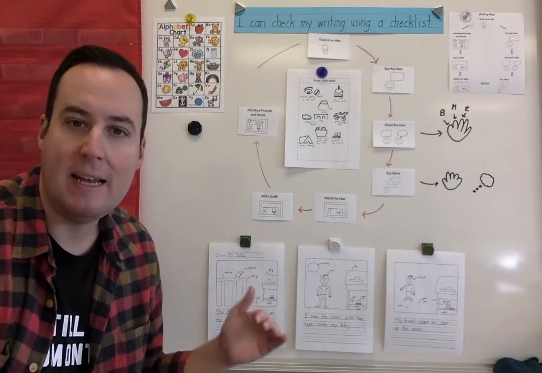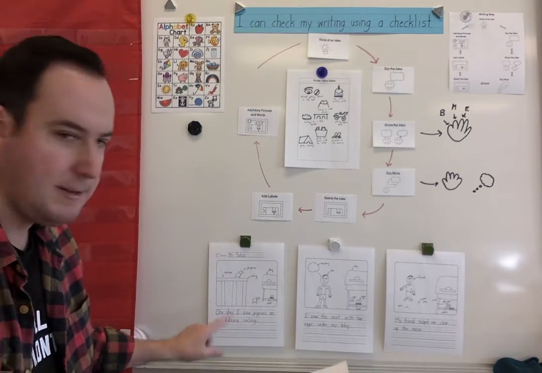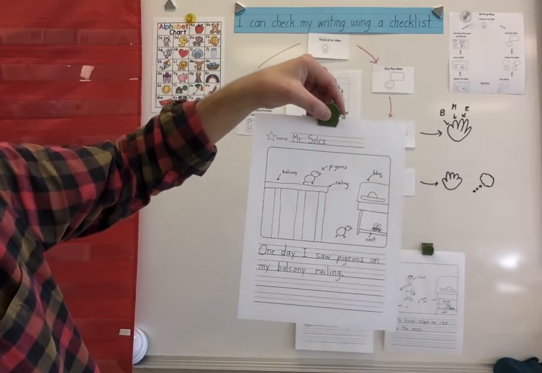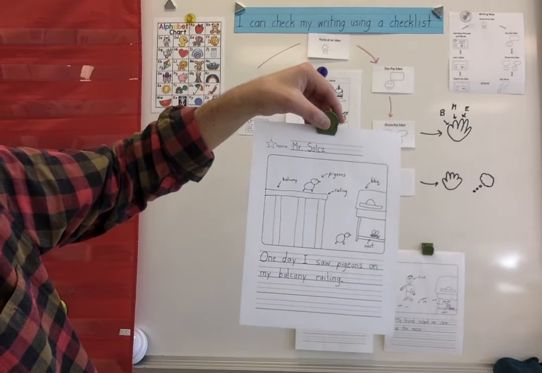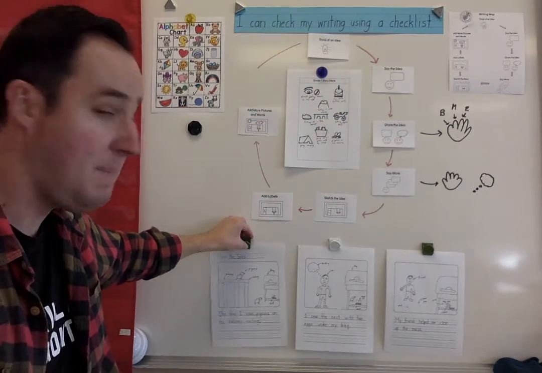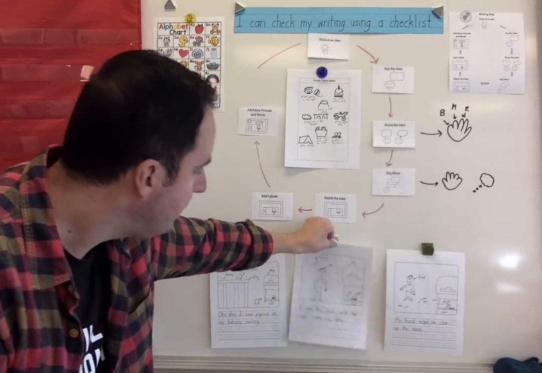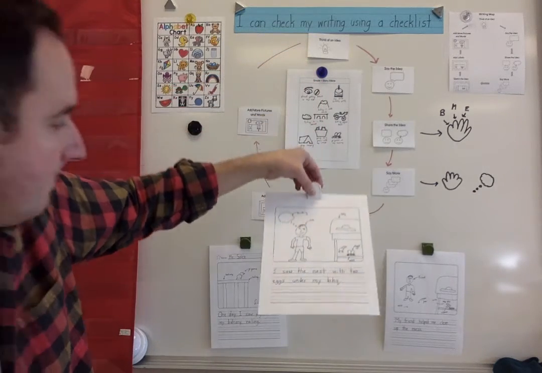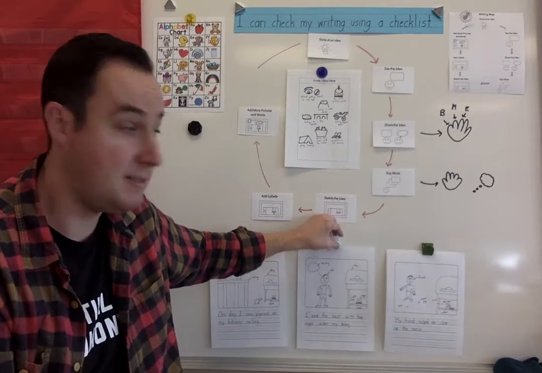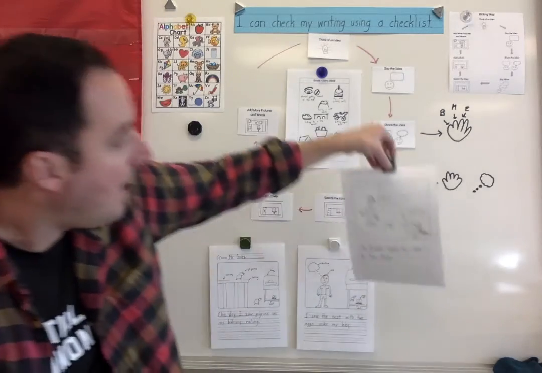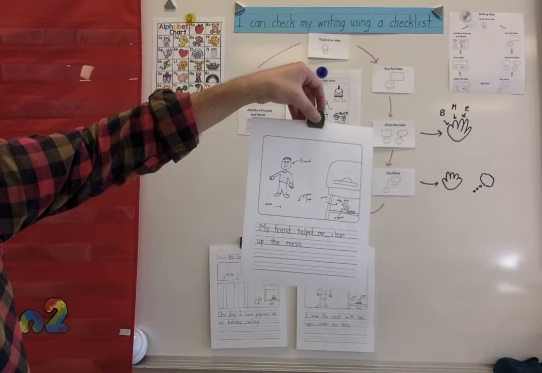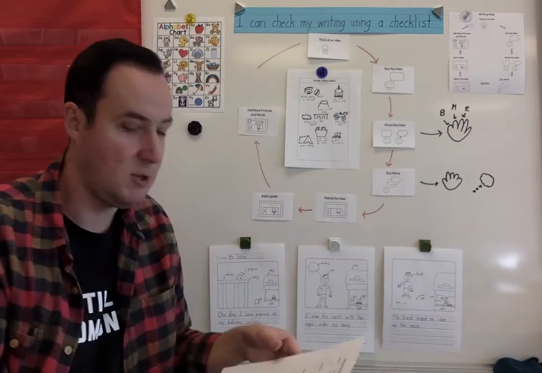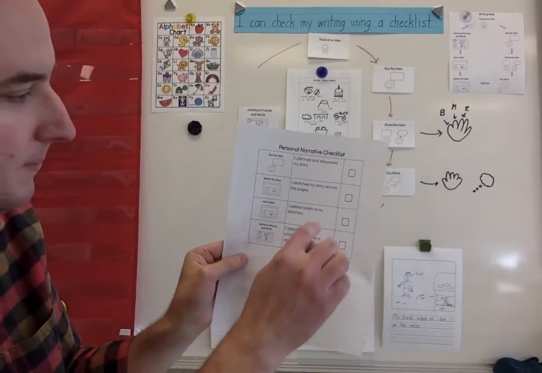And last, did you add more to your pictures? And did you write a sentence on each page? Let's see. One day, I saw pigeons on my balcony railing. That page has a sentence. I saw the nest with 2 eggs under my barbecue. That page has a sentence. My friend helped me clean up the mess. And that page has a sentence. So I'd give myself a check mark.